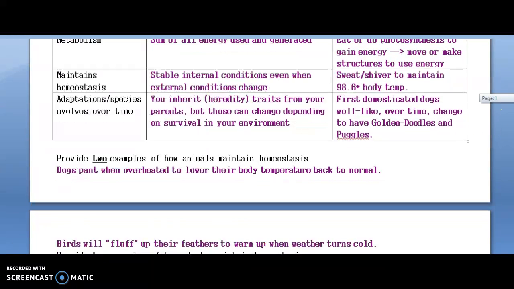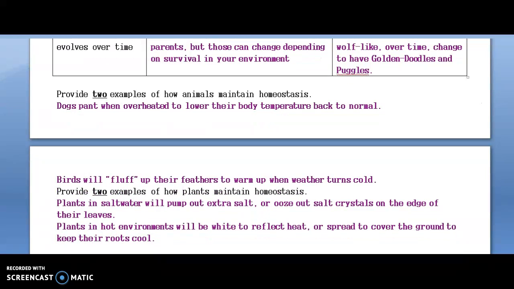Animals maintain homeostasis. Two examples would be like when my dog pants when she's overheated, and that helps her lower her body temperature. And then birds fluff up their feathers to warm up when the weather turns cold. Both of those are temperature, but you could also talk about the fact that my dog ate an entire tub of frosting, and then homeostasis to keep her blood sugar balanced. She vomited it all back up. That was lots of fun.